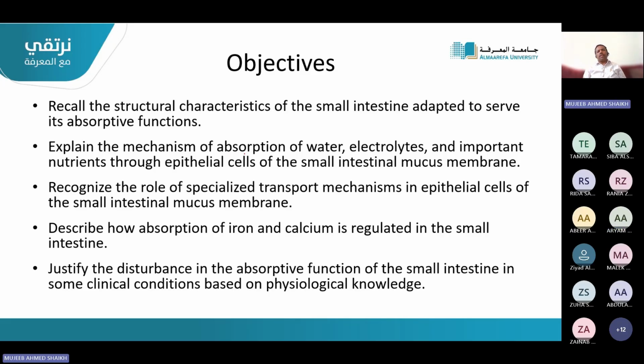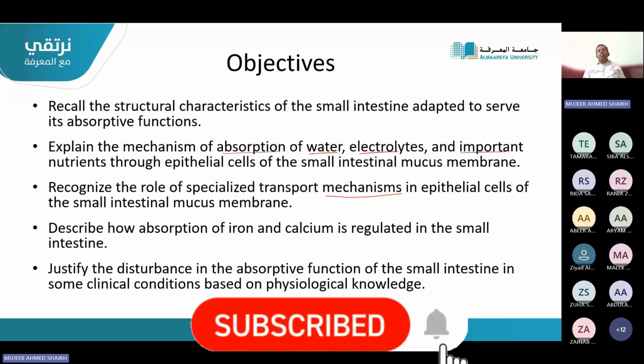Okay, thank you. So in this lecture, we will be discussing in detail the absorption of water, electrolytes, and the important nutrients: fat, protein, vitamin B12, and iron, how they are absorbed by the mucous membrane, and what the role of the different specialized mechanisms is.